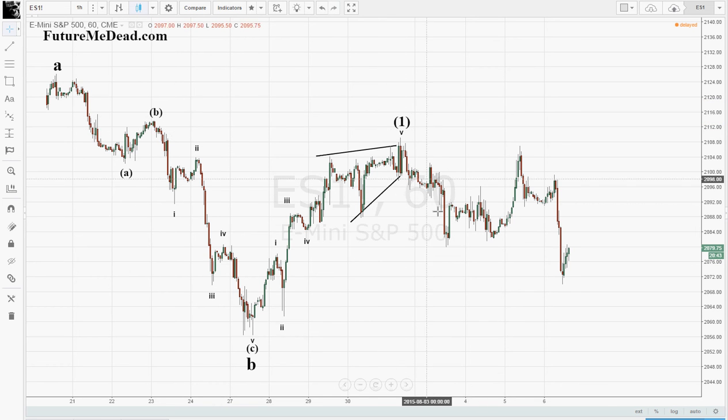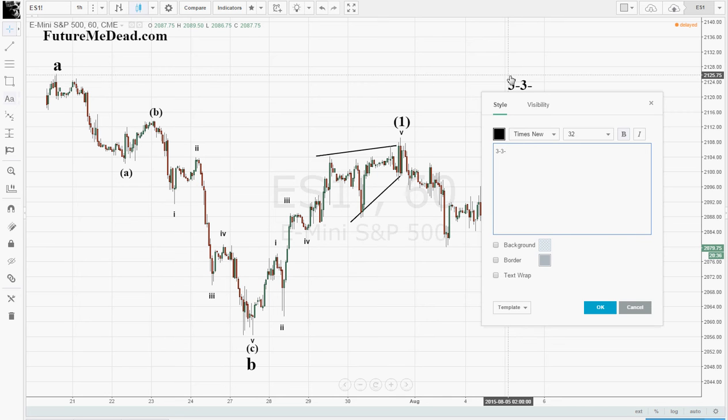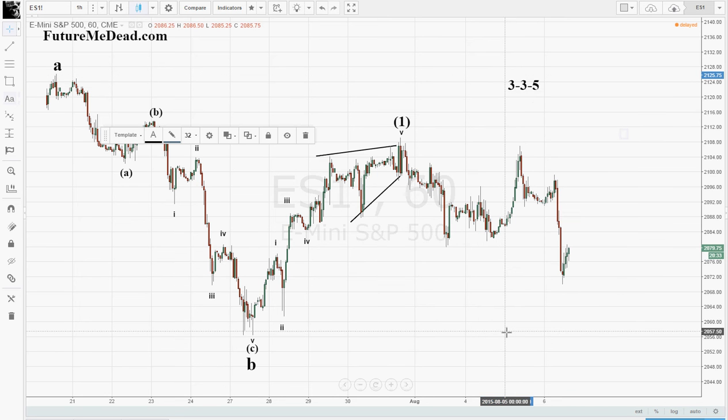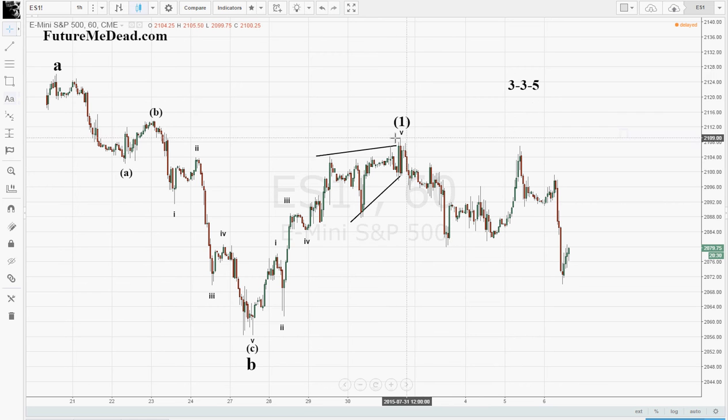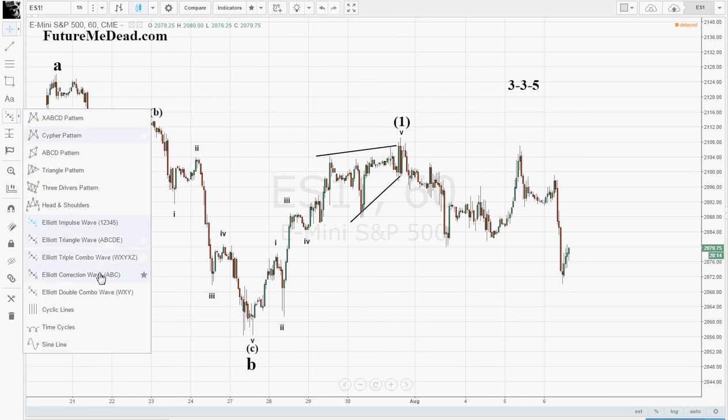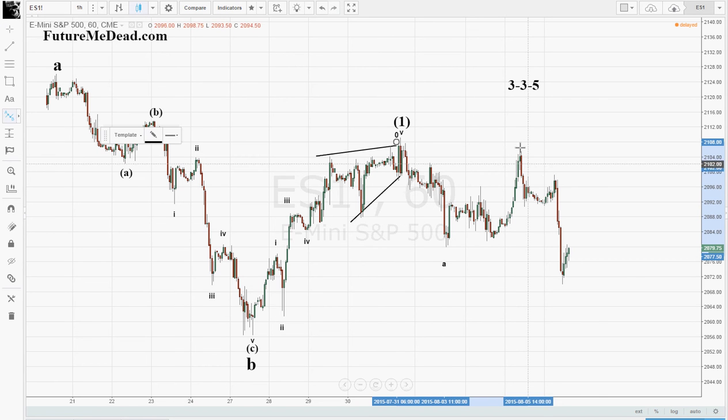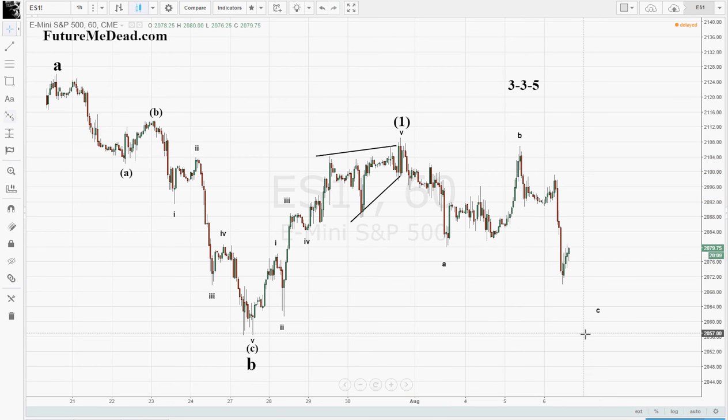The operative correction that is underway is a flat correction with an internal count of 3-3-5. Okay, this is the internal substructure of wave 2. From this top, we have a 3-wave move down, 3-wave move up, and an apparent impulse wave in wave C down. So this is the 3-3-5 pattern that I'm talking about. Let's drop those labels. Wave A, B, and C to be seen at a later time, which in turn would complete wave 2.